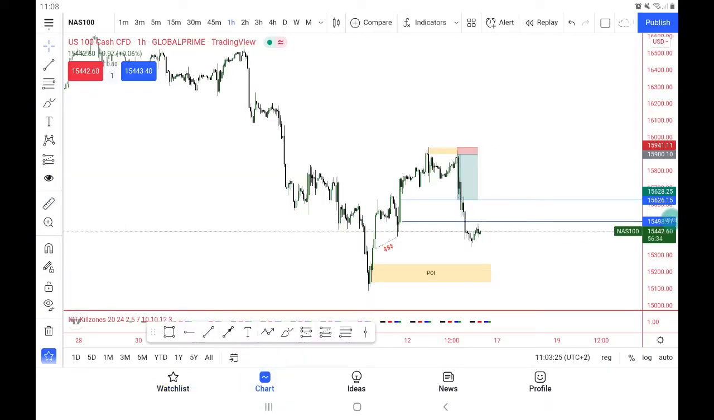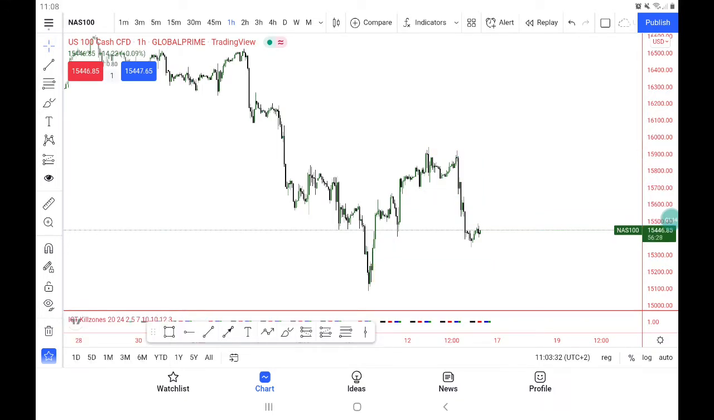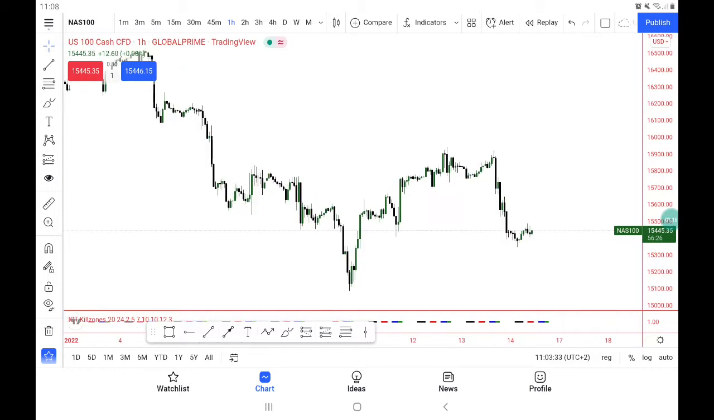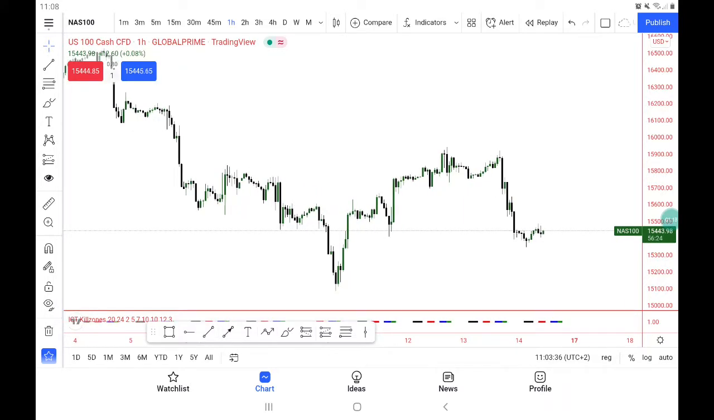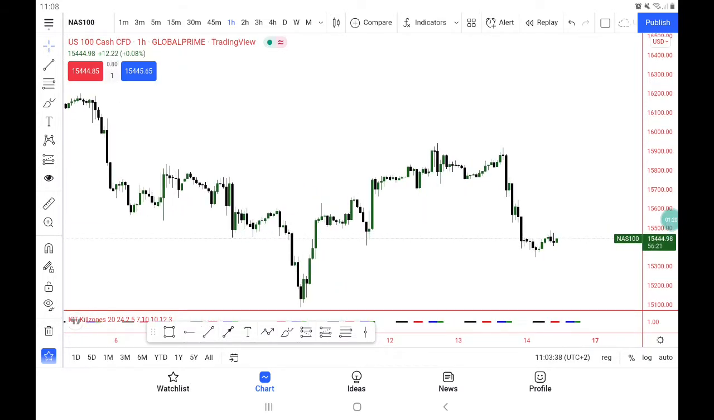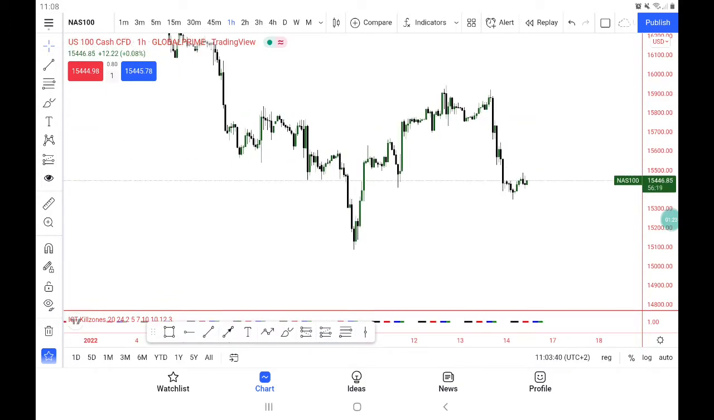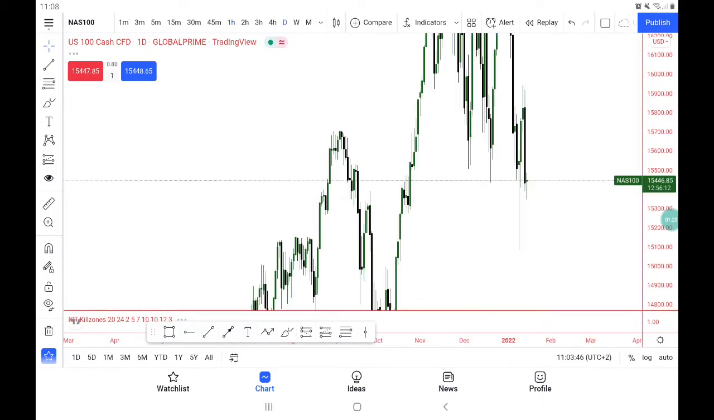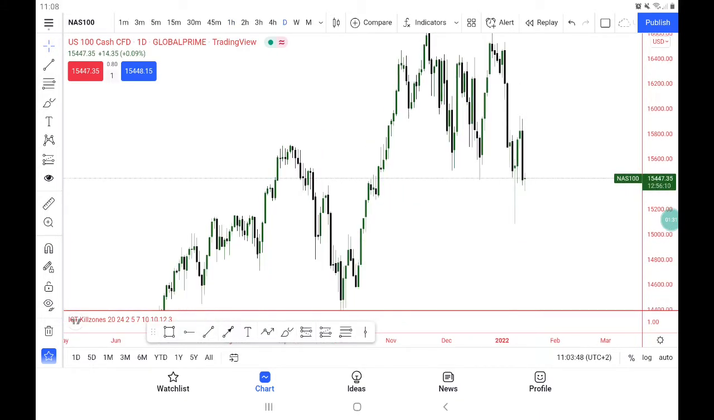So on Nasdaq, what we had was, let me just get rid of everything. Remove drawings, yes. So now we know that every setup, every QM has to happen at a certain time of the day. That's the most important thing, for sure. So now let's start on our daily time frame and see what happened.